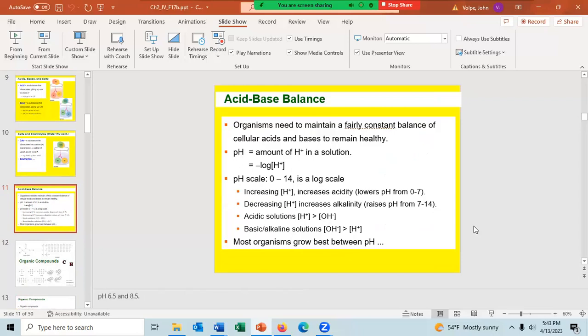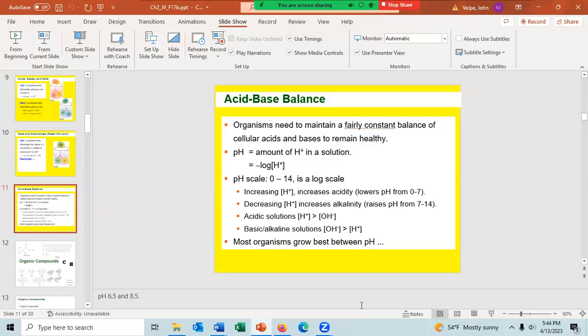All right, organisms need to maintain a fairly constant balance of cellular acids and bases. We have a term for that. You don't need to know it for microbiology, but you probably had it in your previous biology class, and that's called homeostasis. All organisms control the pH within the organism, and how they do that is by using buffers.